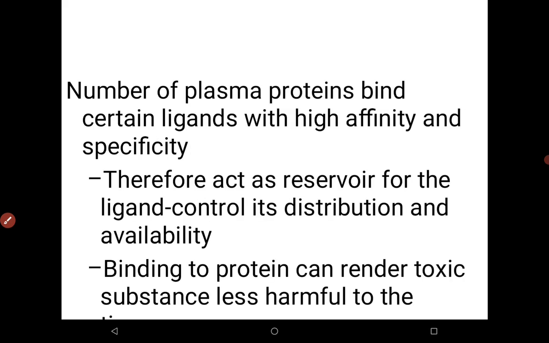So there are a number of plasma proteins that bind to certain ligands with high affinity and specificity. So for these proteins, the way they bind to a certain ligand, it needs to have high affinity for that ligand, and it must be specific to that certain type of ligand. So as a result of this, they act as a reservoir for ligand control.